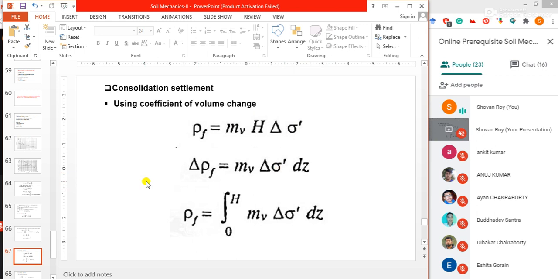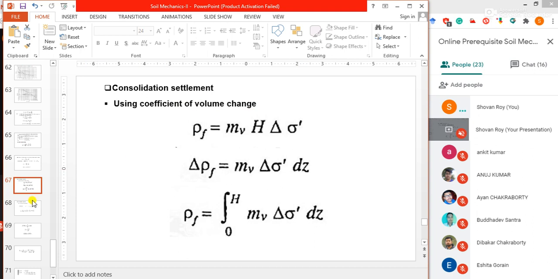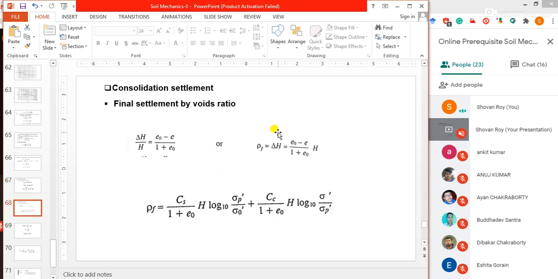So this is one formula, and another is the final settlement by void ratio. Rho f equals delta H, the change in depth, equals e0 minus e1 by 1 plus e0 into H. This is another formula to find the settlement. One uses volume change and one uses void ratio.